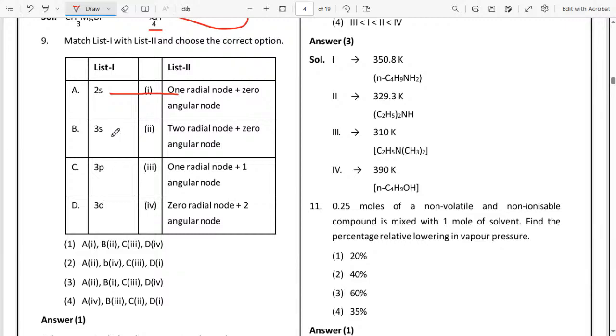3s gives straight away 2 radial nodes plus 0 angular nodes. 3p gives 1 radial node plus 1 angular node. 3d gives 0 radial nodes plus 2 angular nodes. So straight away option 1 is the correct option.